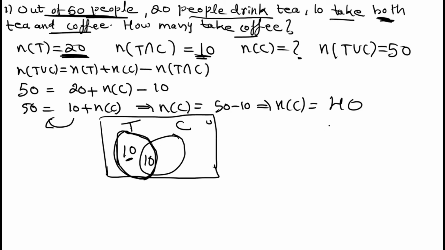Similarly, coffee. 40 members are taking coffee, but already 10 is included in the intersection. So out of 40, you need to write 30. Only coffee is 30 members. But total coffee is 30 plus 10, because he may take coffee or he may take tea. That's the intersection part. Only coffee is 30, but taking coffee is 30 plus 10, total 40. This is how to represent given data in Venn diagrams.